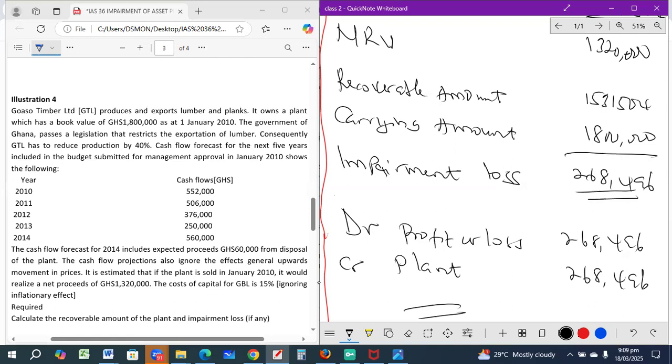Okay. Yes. And the second question, it seems the date for this question was 1st January 2010, and we discounted the projected cash flows to this date. So the cash flows are at the end of each year. So from 1st January 2010 to 31st December 2010 is 1 year. Time value of money and then the discounting.